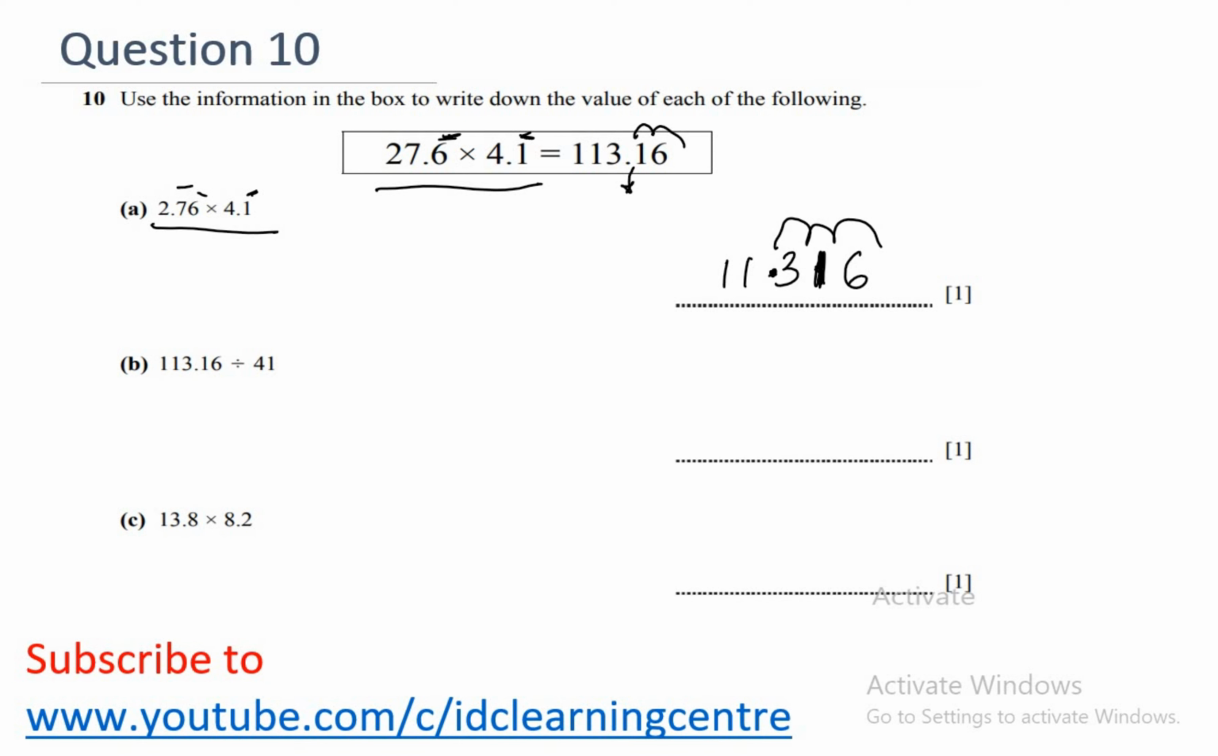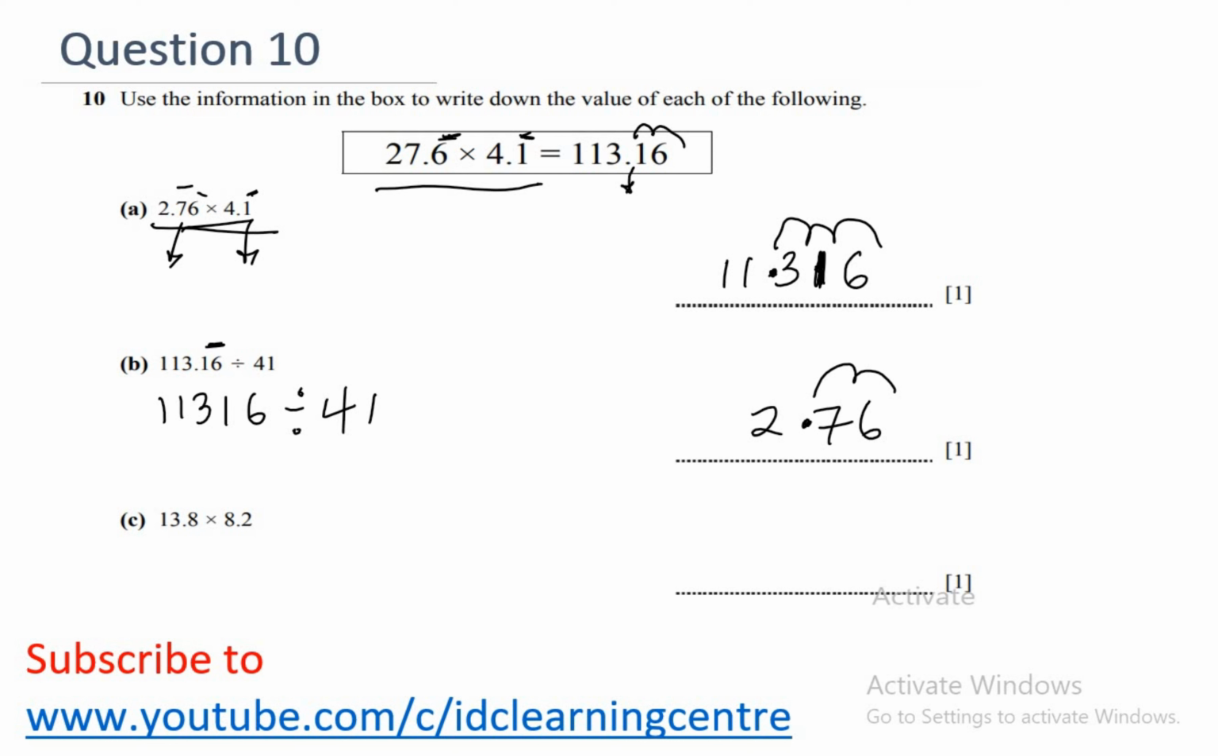Alright. For the second one, without the decimal, if you divide 11316 by 41, you are going to get back 276, right? Okay, so which is this value, and this times this will give you 11316 without the decimal. But here we have 2 decimal places, so you move 1, 2 and put your decimal point here.